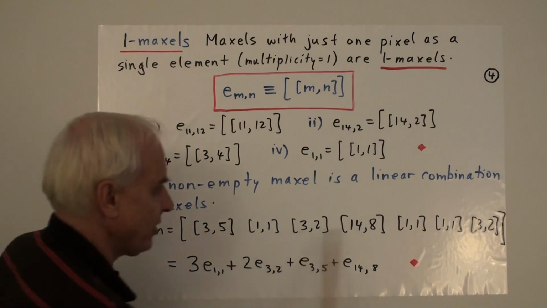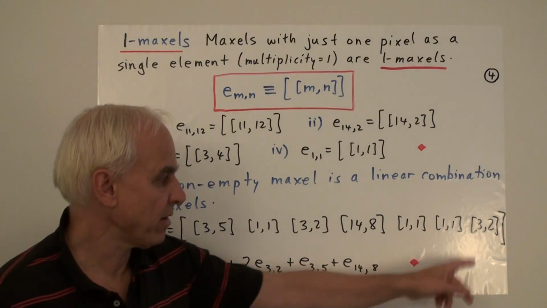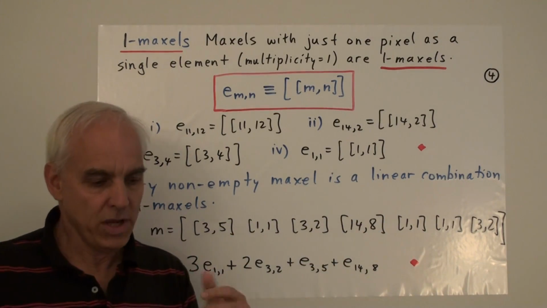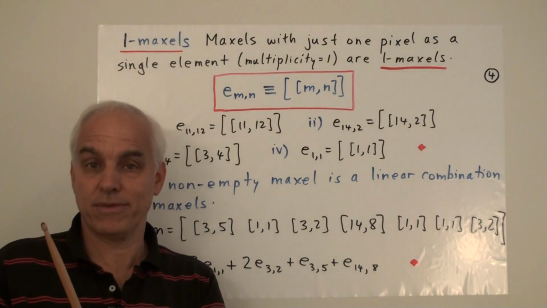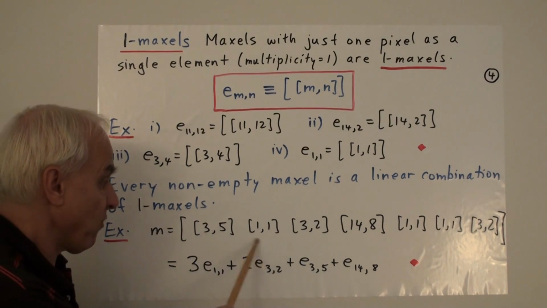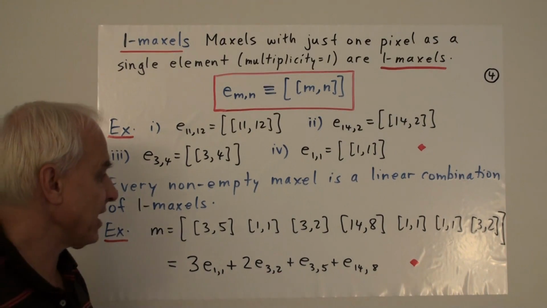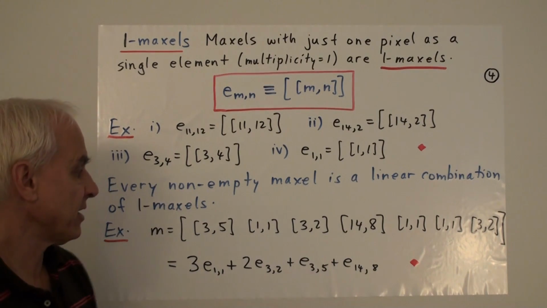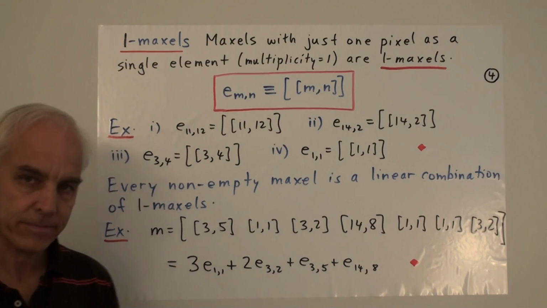So here is a maxel: 3,5; 1,1; 3,2; 14,8; 1,1; 1,1; 3,2. Remember, when we have a multiset, we can use the linear structure that multisets naturally come with. We can rewrite this as 3 times the multiset consisting of 1,1, because 1,1 appears 3 times, plus 2 times the multiset consisting of 3,2, because 3,2 appears twice, and the multiset consisting of just 3,5, and the multiset consisting of just 14,8.